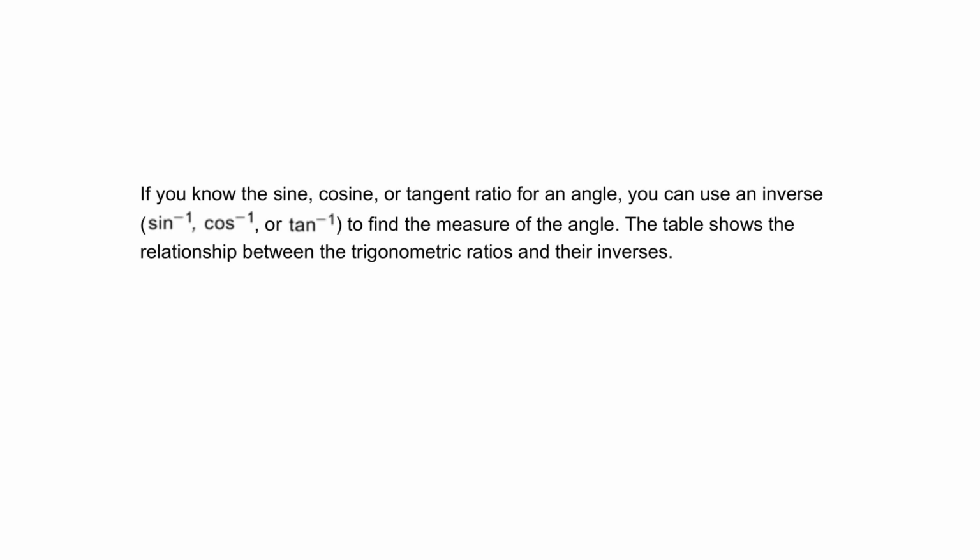If you know the sine, cosine, or tangent ratio for an angle, you can use an inverse. Inverse sine, or sine to the -1 power, also known as arc sine. Cosine to the -1 power, also known as arc cosine, or tangent to the -1 power, also known as arc tangent, to find the measure of the angle. The table shows the relationship between the trigonometric ratios and their inverses.